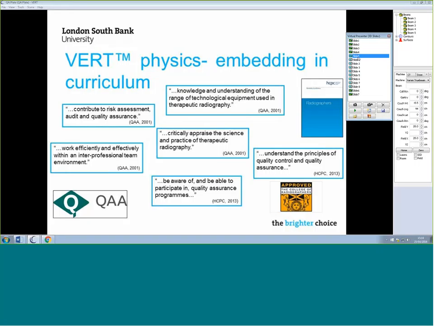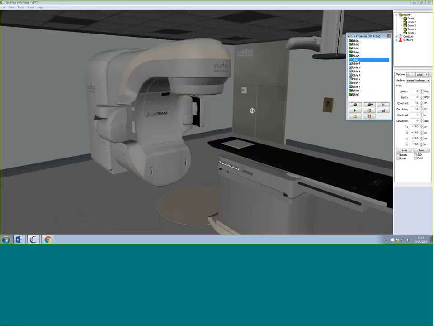Therefore, since VERT physics tends to lend itself to both the clinical modules and our radiation science modules, our practical sessions have been embedded here. So we use VERT physics in both our second year BSc pre-registration programme and also in our first year pre-registration postgraduate programme. And then as Tom was saying, we've got a couple of activities now that we'll show you so that you can see some of the activities that we've been utilising.